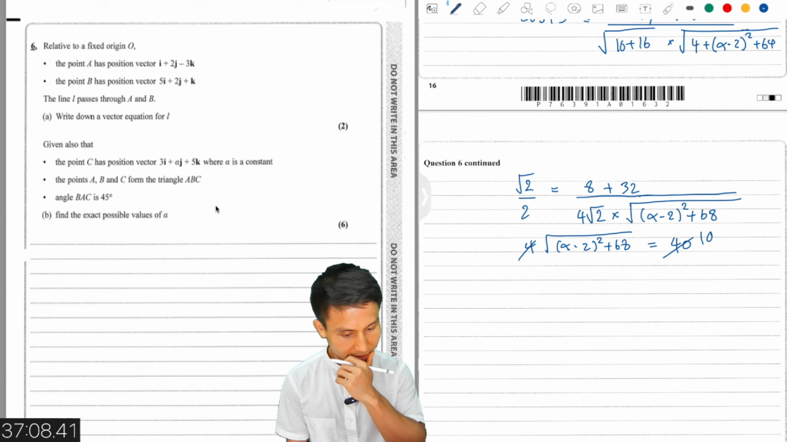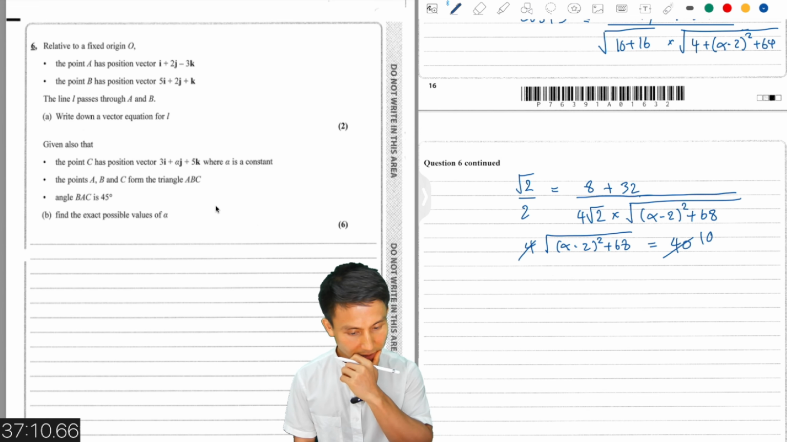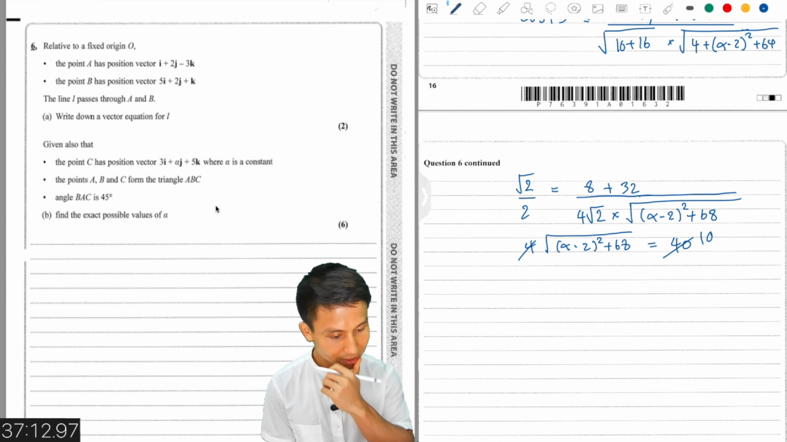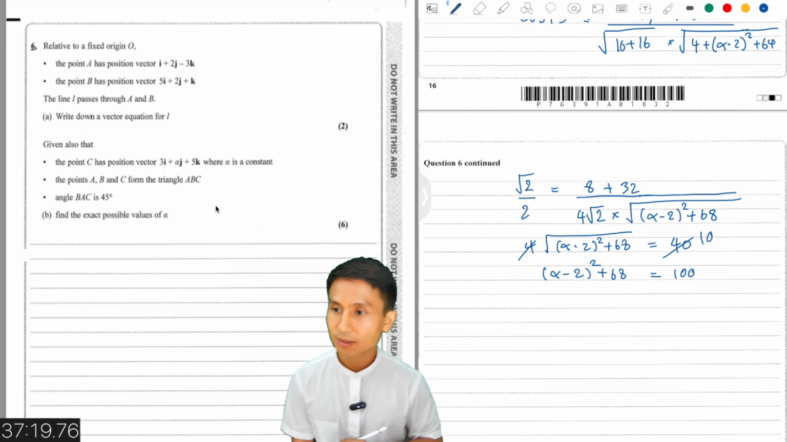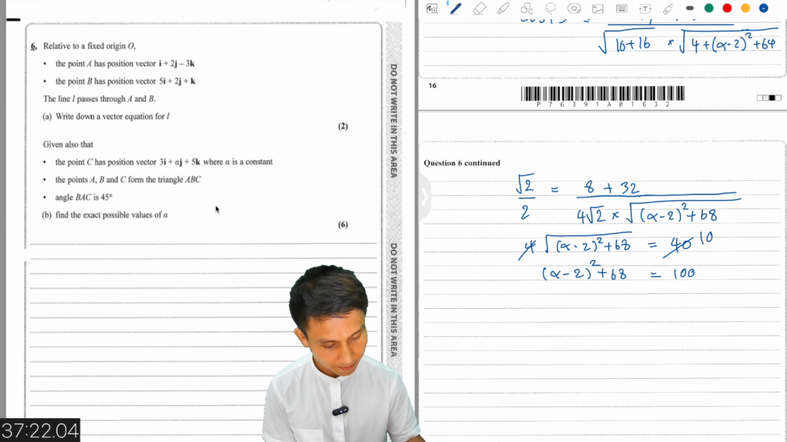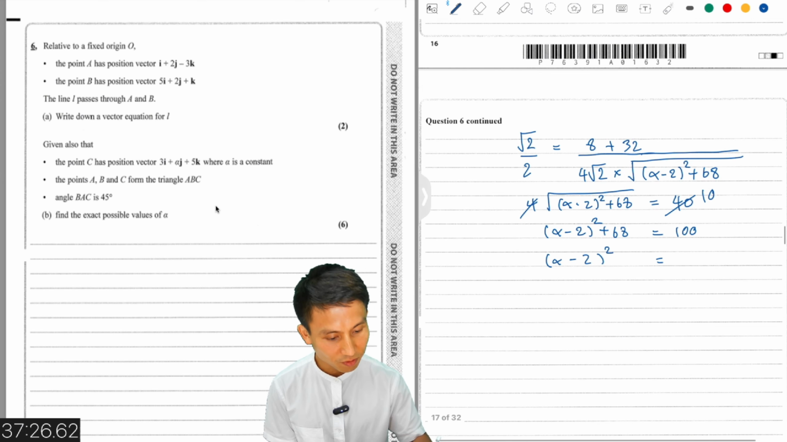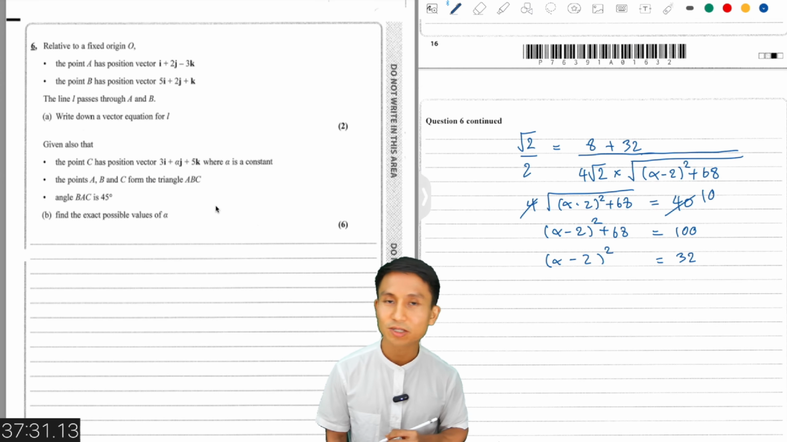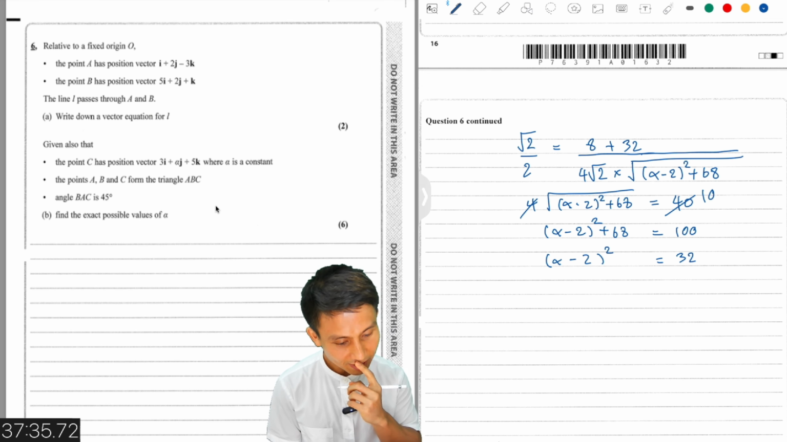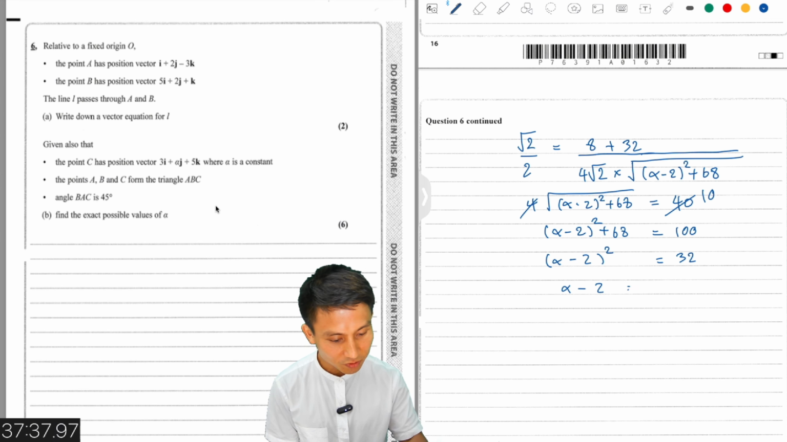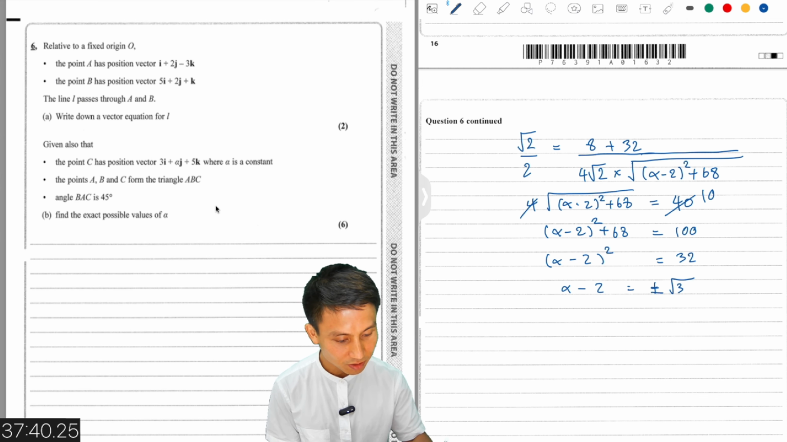Let's double check everything. Yeah, I'm happy with that. And then let's solve this one. So we square both sides. We get (alpha minus 2) squared plus 68 equals 100. Right? So that's fine. Well, we can solve this just by using completed square form because we already have it. So this is 32. So there was a good reason why I didn't expand that, right? And then alpha minus 2 would just be plus or minus square root 32.